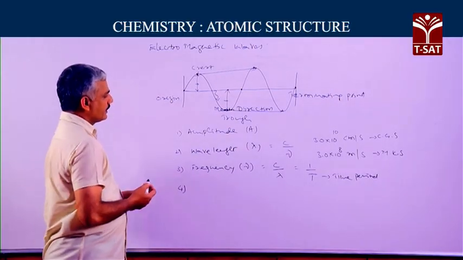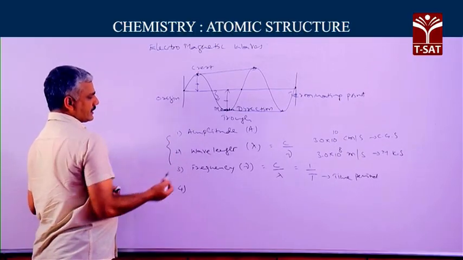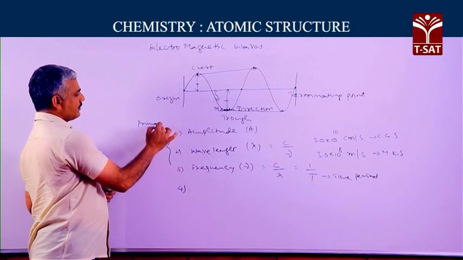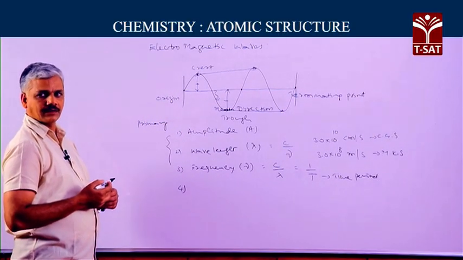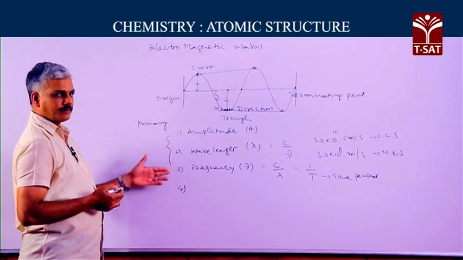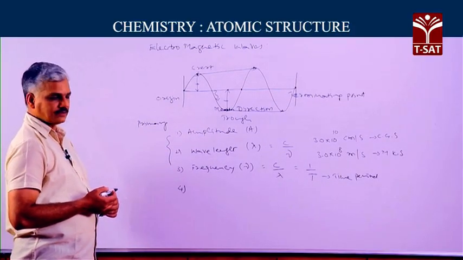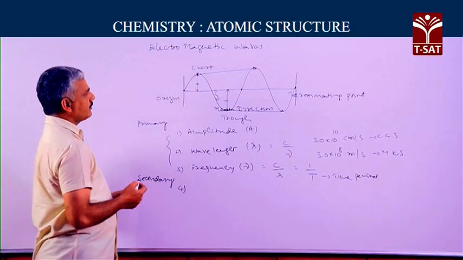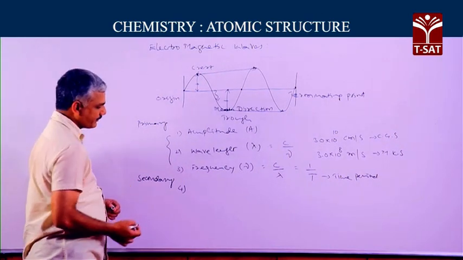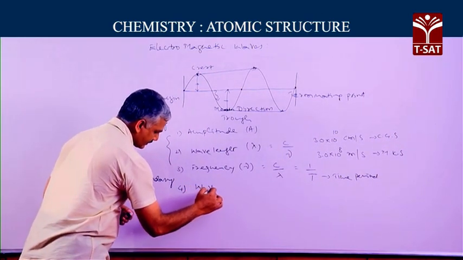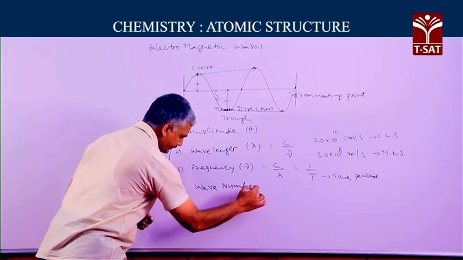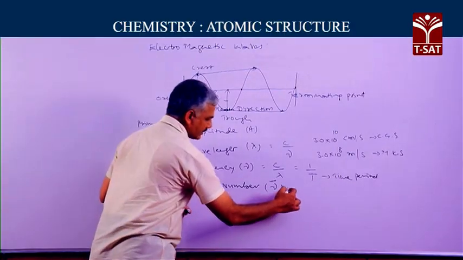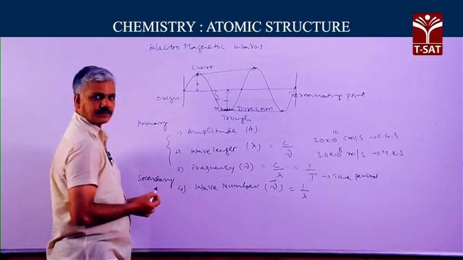Then, these three properties are not dependent on any other, hence they are called primary properties of electromagnetic wave. Based on these properties, some other properties come into picture, which are called secondary properties of electromagnetic wave. That is wave number. Wave number is denoted with the symbol mu bar. It is the reciprocal of a wavelength.